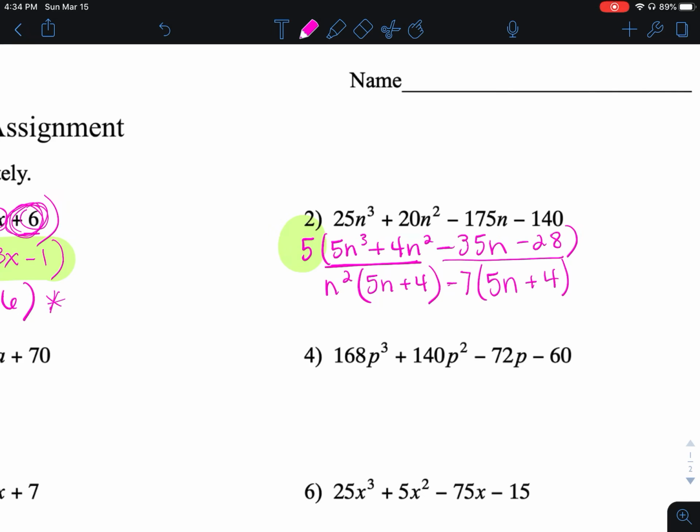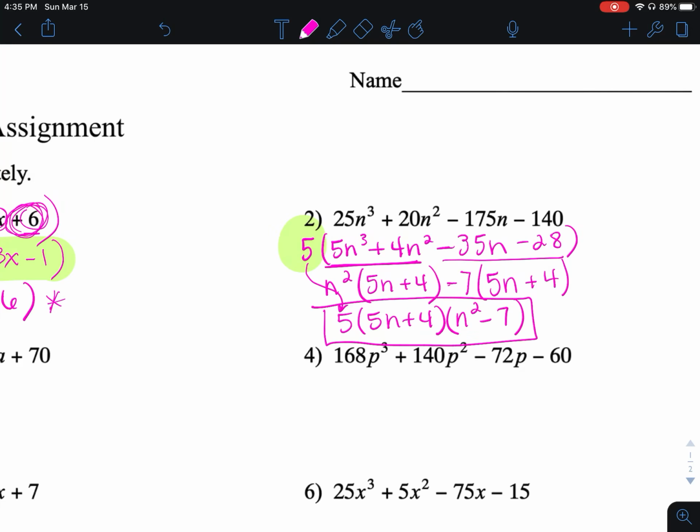Again, what's in our parentheses matches, which is exactly what we wanted. So we have 5n plus 4, and then over here we have our leftovers, so n squared minus 7. And then don't forget in the very end, all we have to do is bring down that 5. So your final answer is this right here, okay?